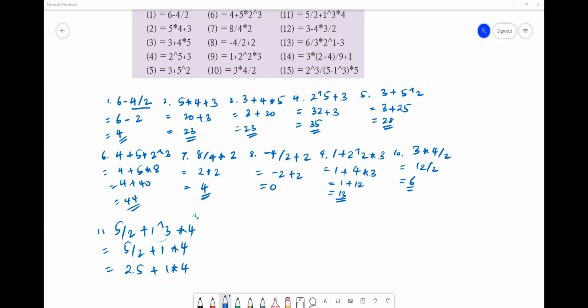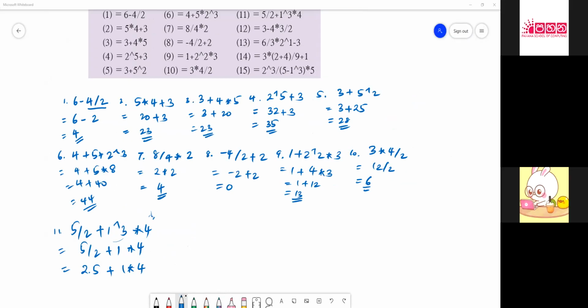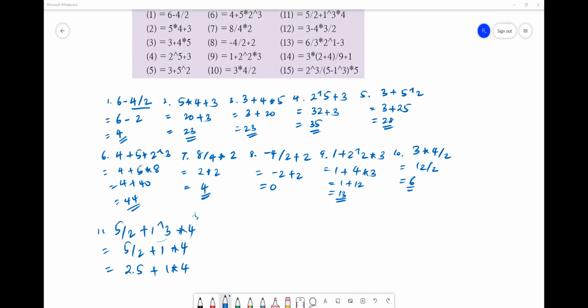So 5 divided by 2, right? That's 2.5. Then 1 into 4, it should be, is it 6.5? Yes.